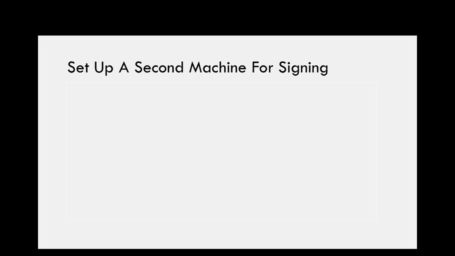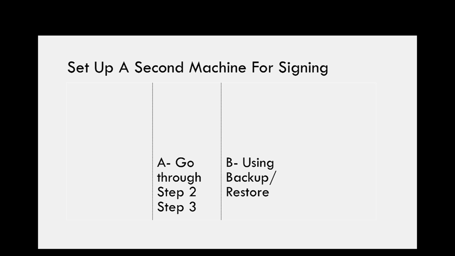But before I leave, let me show you how to configure another machine for signing using the same signing files. To do so, you have two options. A. Simply go through steps 2 and 3 again. Or B. Use the backup and restore option in the signing preferences dialog.